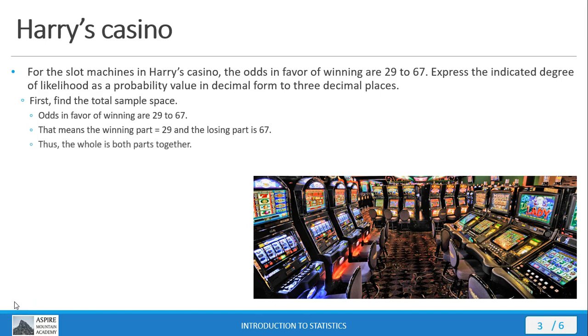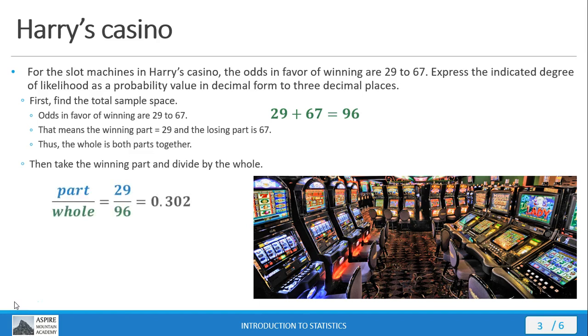The whole is then calculated by taking both those parts together because there's no way around it. You either win or you lose. So we take both those parts, that represents everything, and then we get our whole. 29 plus 67 gives us 96. And now we have what we need to calculate our probability. Just take the part over the whole, like we've always done.